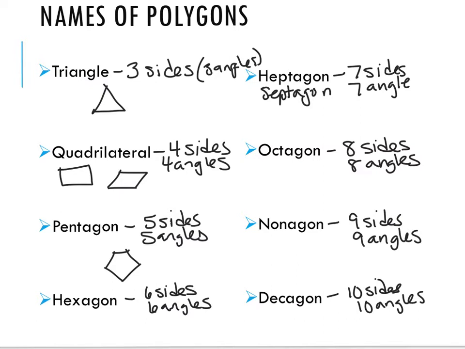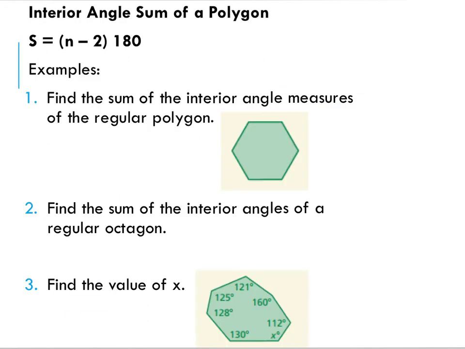Anything larger than that, you're going to see like an 11-gon or a 12-gon. There are definitely names for other ones, but for us, all that we want to make sure that we recognize are these ones, triangle through a decagon. We're going to look at the interior angles and exterior angles of a polygon, and we're going to look at the sum of those interior and exterior angles.